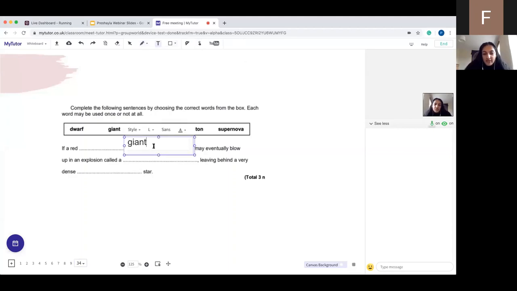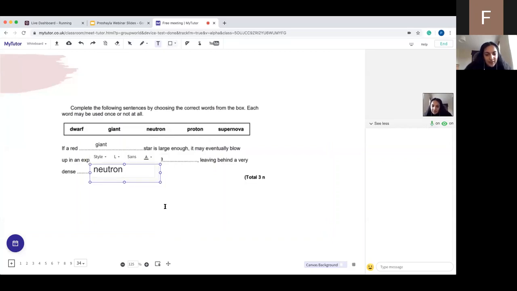Okay, if a red giant star is large enough, it may eventually blow up in an explosion called a supernova. So that explosion is called a supernova. And after it does this supernova explosion, it can then become one of two things, either a neutron star or a black hole. So the word that we would be looking for here is a neutron star. Remember, they're very dense, so a very dense neutron star.